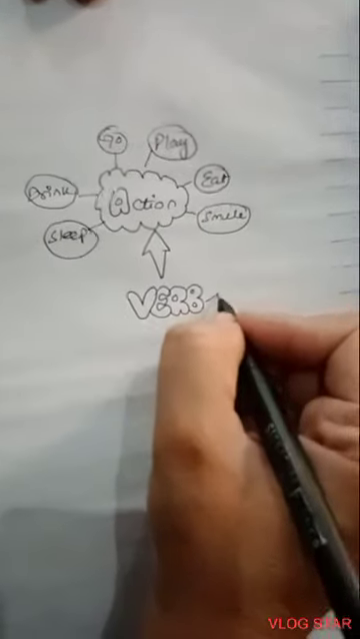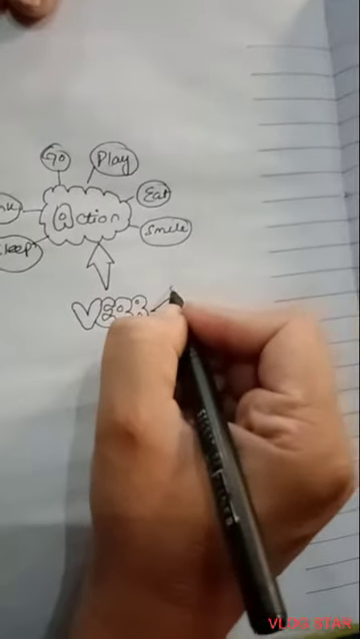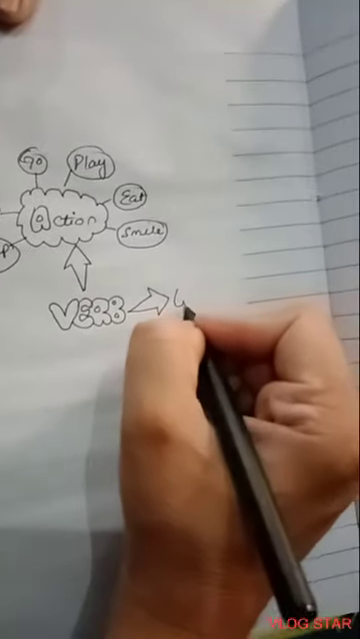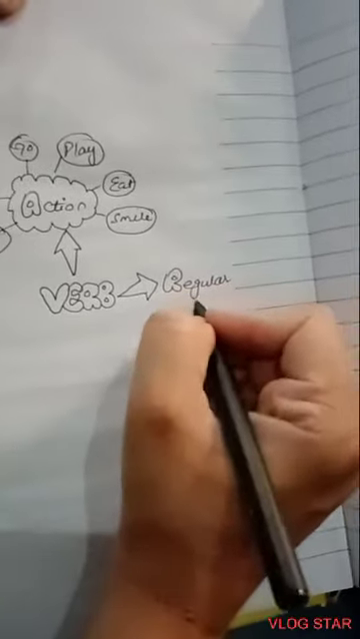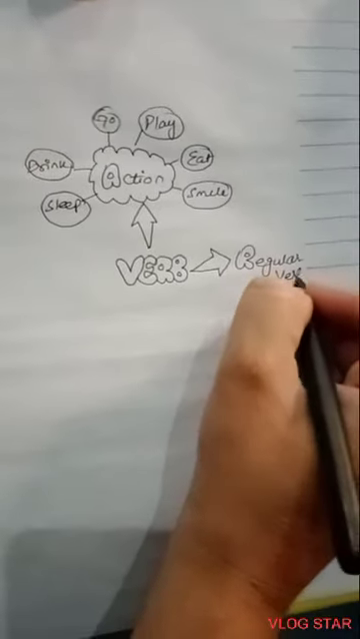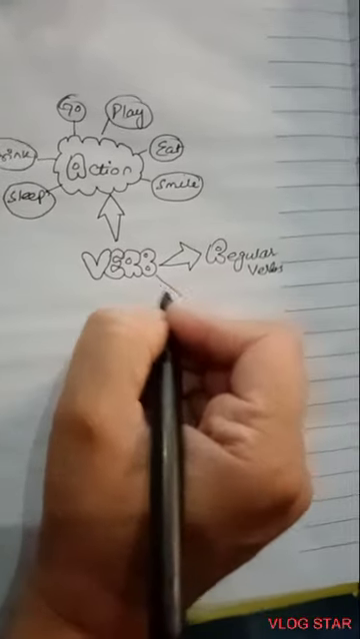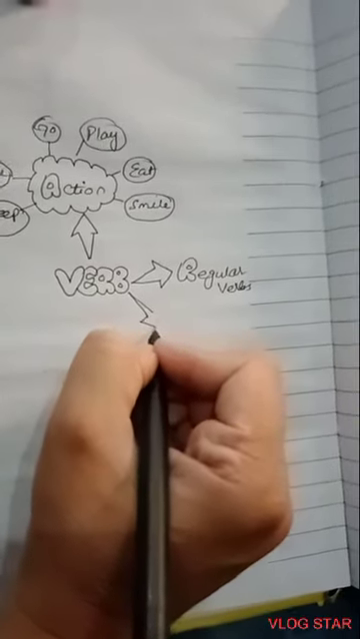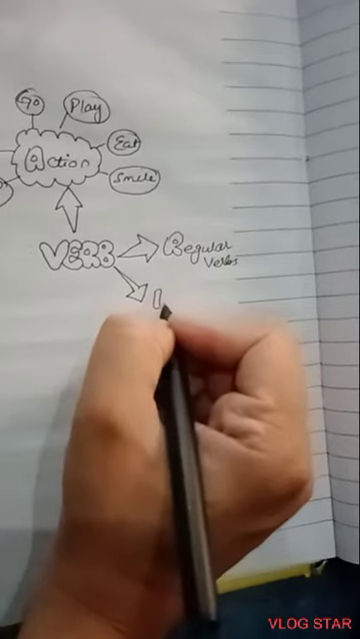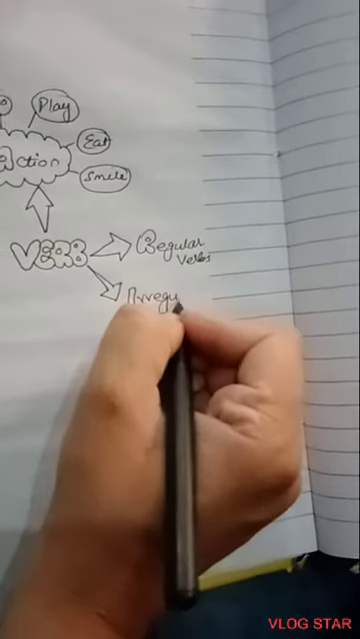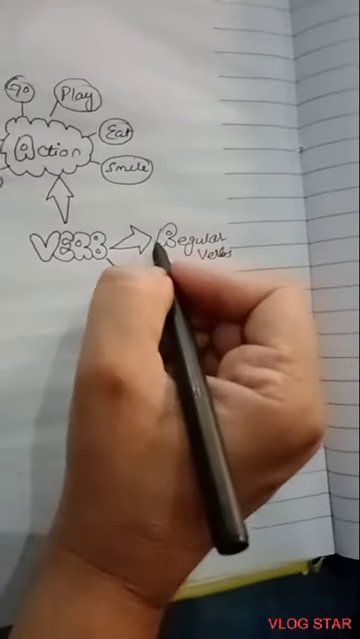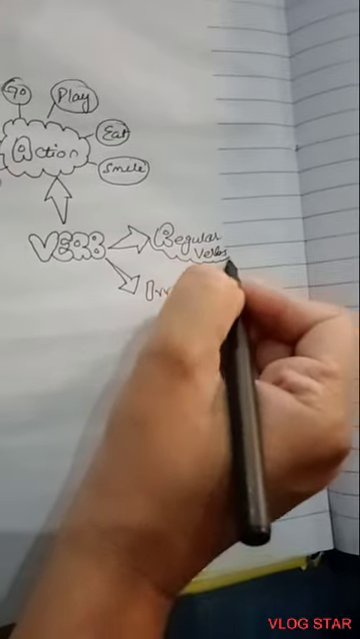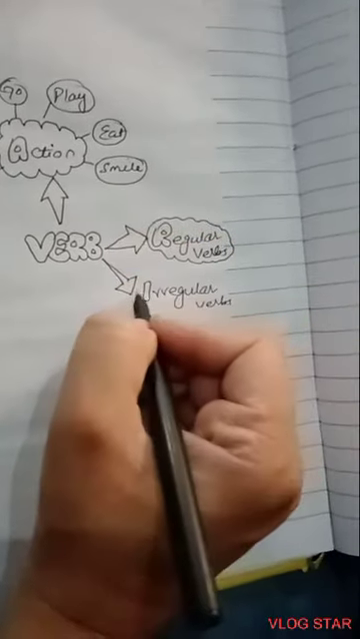After action verbs, there is another important category of verbs that is called regular verbs. If you want to learn about regular verbs, you should know about another type, that is called irregular verbs. They are opposite, regular verbs and irregular verbs. Let me tell you what the difference is between these two.